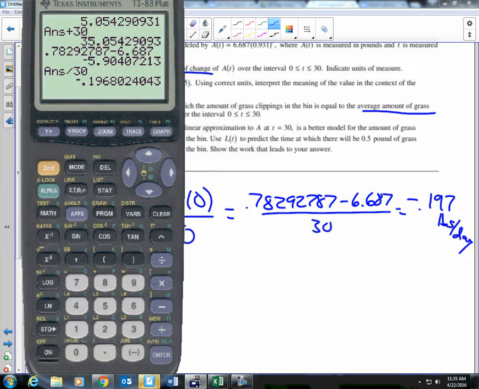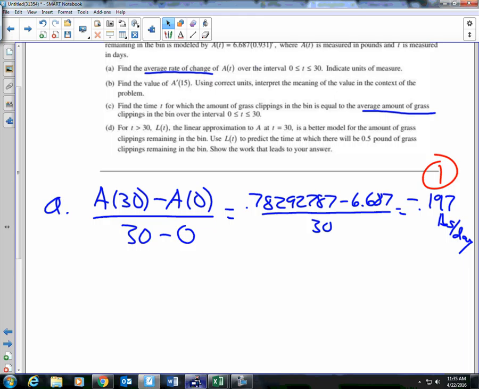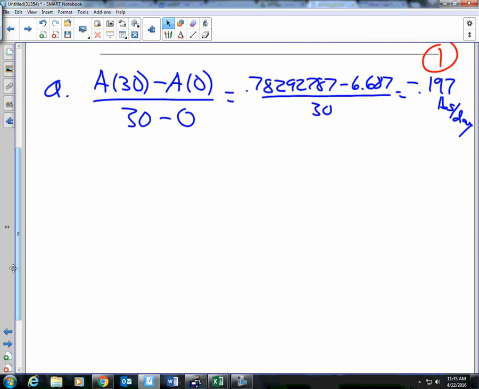I seem to have set down my notes. Oh, here it is. Okay, so how do they score that? 1 point for that. Raise your hand if you got that. Anybody get it? Good. Okay, few people. Nice job. Way to work hard. Okay, we got part B. If you didn't get A, you can still get B.